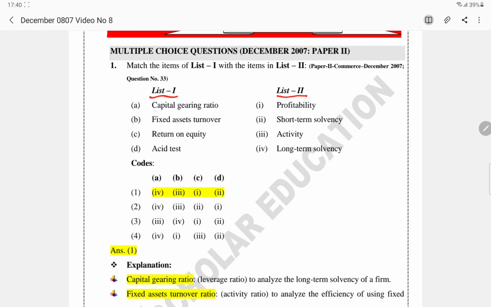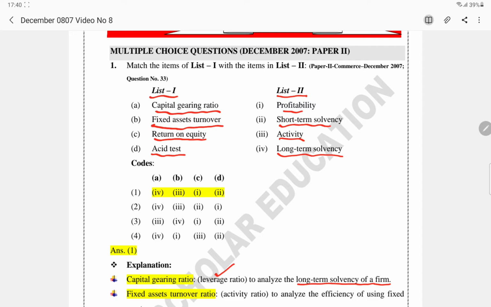In list 1, there is capital gearing ratio, fixed assets turnover ratio, return on equity, AC test ratio. Okay, list 2, there is profitability, short term solvency, activity, long term solvency. Okay, so dear students, first is capital gearing ratio. Capital gearing ratio is also known as leverage ratio. This ratio is used to analyze the long term solvency of a firm. So this is matched with long term solvency of a firm.